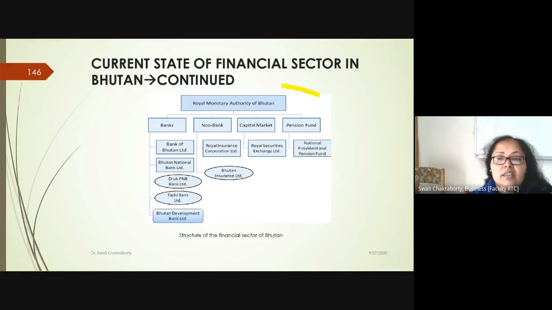So this is the entire structure where we have RMA, the Central Bank, and then we have banks, non-bank, capital market, and pension fund. Pension fund is NPPF, capital market is RSEB, non-bank we have RICBL, and we also have the BIL. And among banks, we have BOB, BNB, Druk PNB, T Bank, and BDBL.